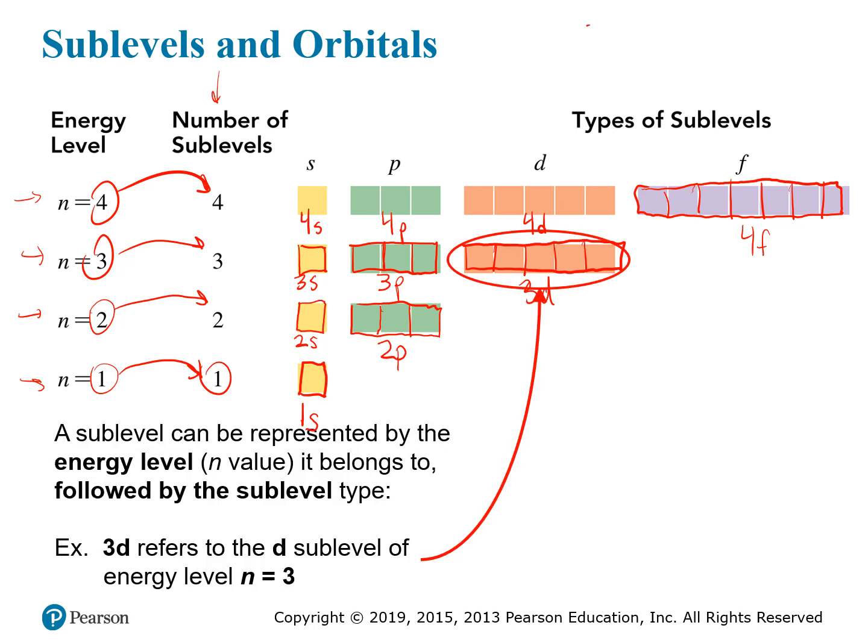So a sublevel can be represented by the energy level that it belongs to, followed by the sublevel type, right? That's what I was writing here with these lines. So 3D refers to the n equals 3 energy level and the D sublevel.